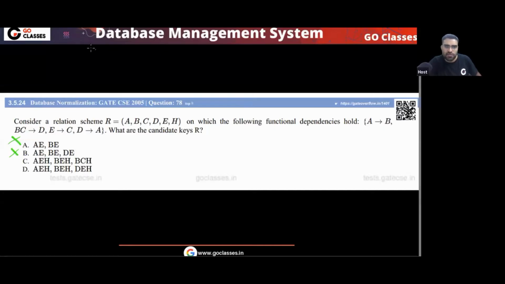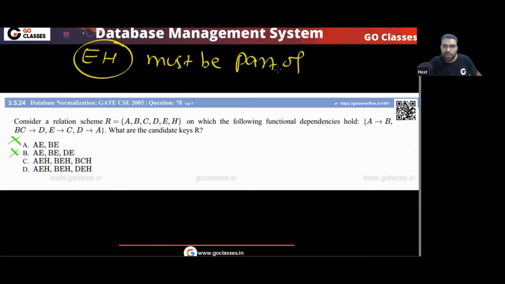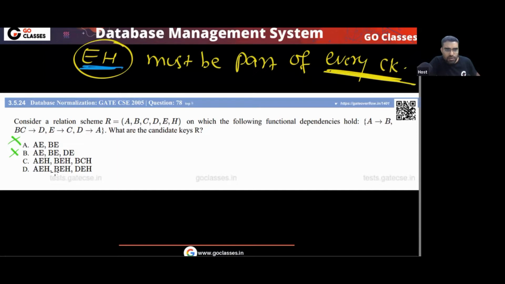This EH must be part of every candidate key. So automatically which options are gone? This option is also gone, right? Option C is also gone. So the answer will be option D. Only option D is remaining, yes or no? Because EH must be part of every candidate key.